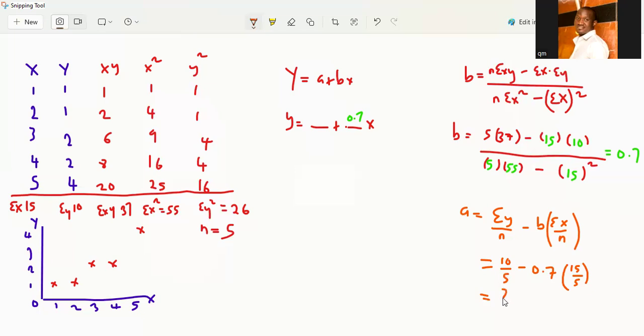So here we're going to have 2 minus 0.7 times what? Times 3. So here we're going to have negative 0.1. So A is negative 0.1. So just replace it here. And the equation is done.